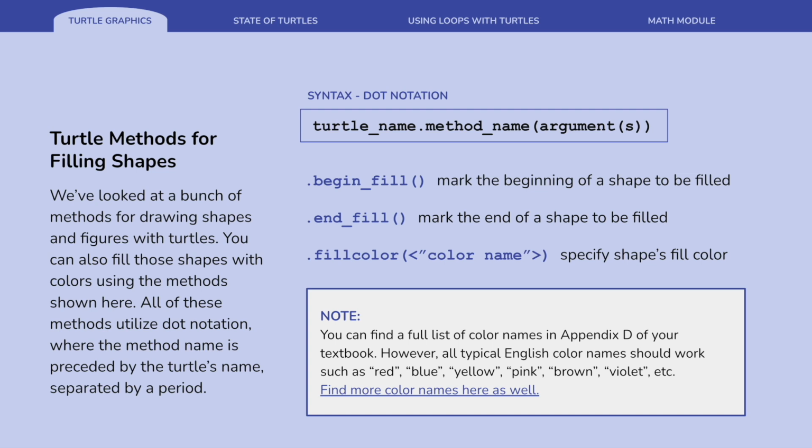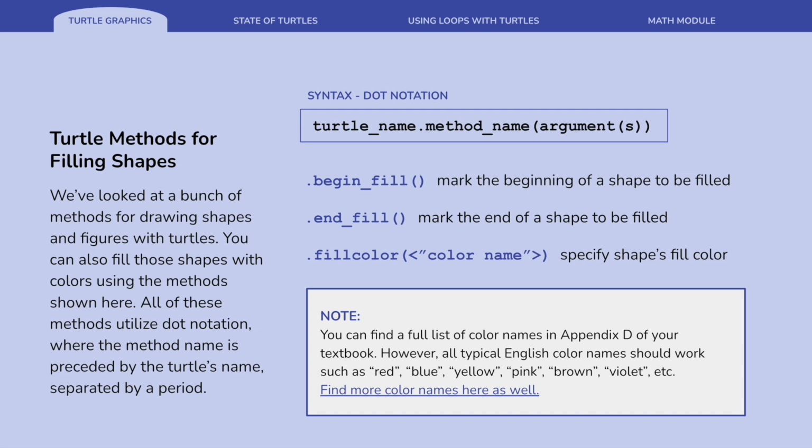Again, all these methods, like all the ones we've seen so far, also use dot notation, and one of them has an argument. The first 2 do not. The first 2 are begin fill and end fill. The purpose of begin fill and end fill is to mark the beginning and end of the shape that you want filled. So when you start drawing your square or your circle or your random trapezoid, before the turtle starts drawing, you'll want to do begin fill, and then once it's finished drawing, hit end fill, and that is when your turtle will actually fill in whatever color it is you specify.